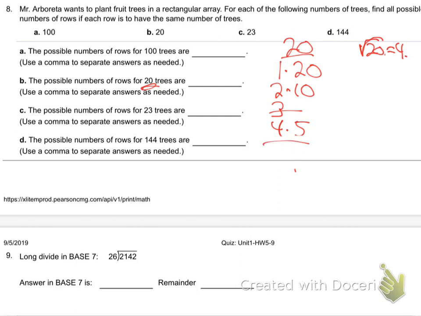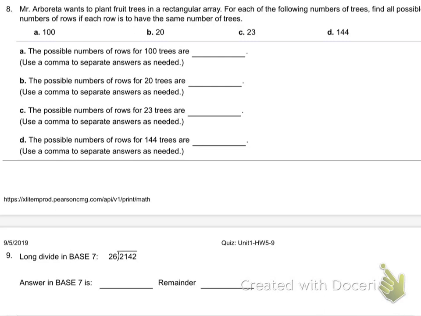So what are all the numbers that go in? 1, 20, 2, 10, 4, 5. Those are all the numbers that divide evenly into 20. Let's go on to part C. So part C, 23. What goes into 23? Yeah, just 1 times 23. Nothing else, because it's a prime number. Nothing but 1 and itself go in. That was an easy one.